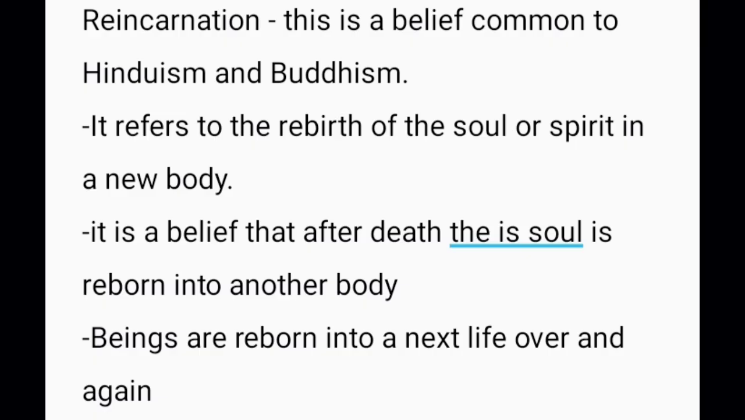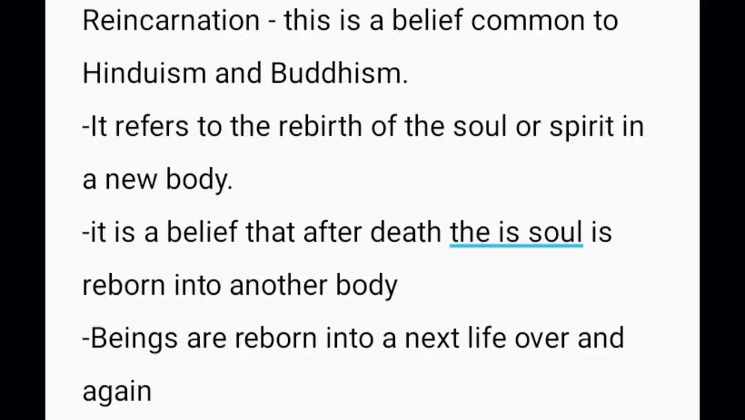Reincarnation. That's what I have just explained. Reincarnation simply means this is a belief common to Hinduism and Buddhism. It refers to the rebirth of the soul and spirit in a new body. As I explained before, they believe that when you die, your soul or your spirit will be reborn in another body. After that, the soul is reborn into another body.